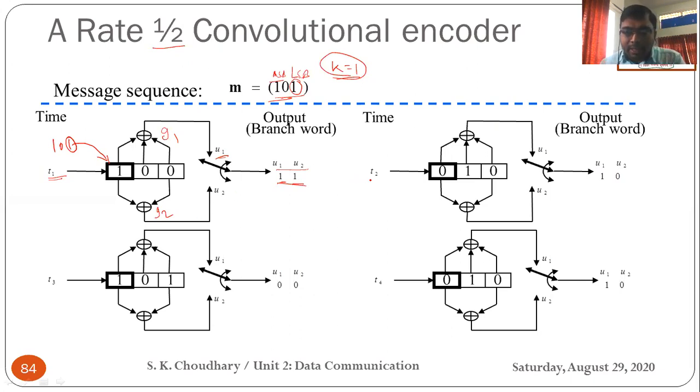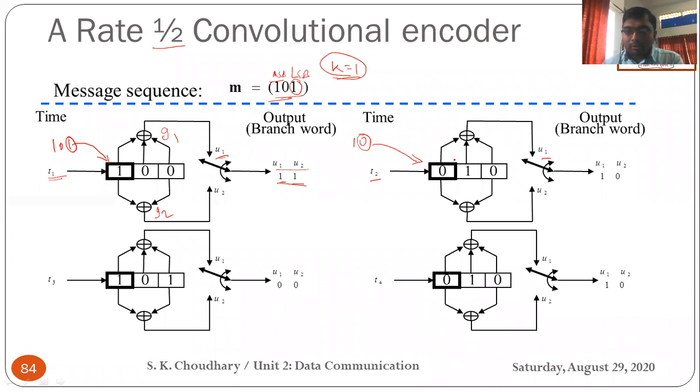Now come to the next time instant T2. What is the next bit? The remaining bits are 1 0 here, so the next bit is 0. That would be inputted here. When it enters here, the previous bits would be shifted 1 position to the right side. So 1 would be shifted from the first to the second shift register, and the outermost 0 would be discarded or flushed out. So now the status is 0 1 0.